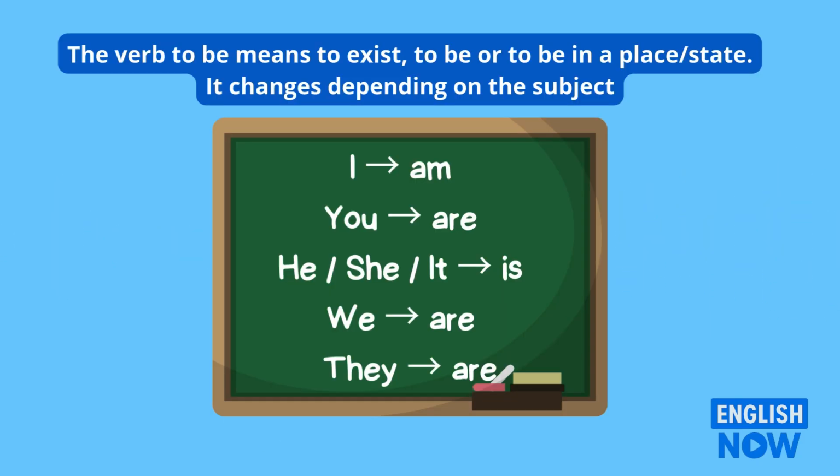The verb to be means to exist, to be, or to be in a place or state. It changes depending on the subject. I am, you are, he, she, it is, we are, they are.